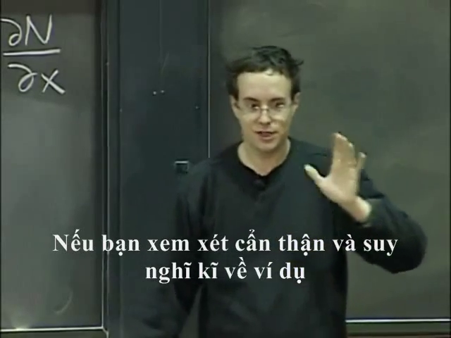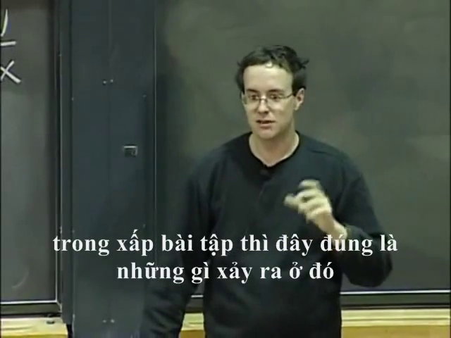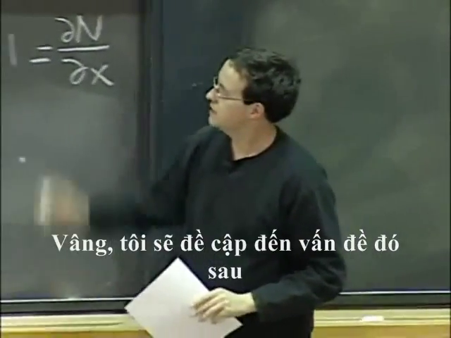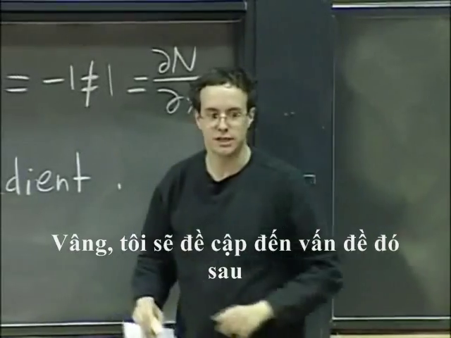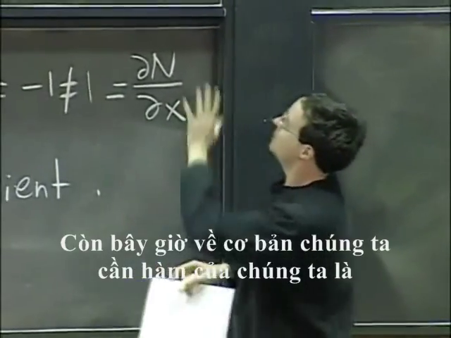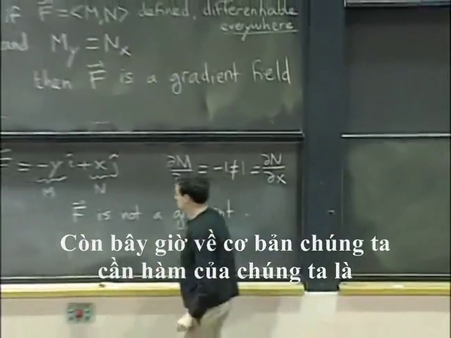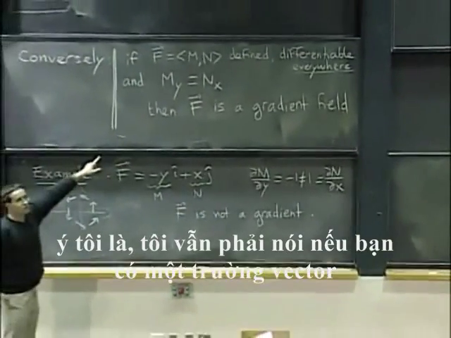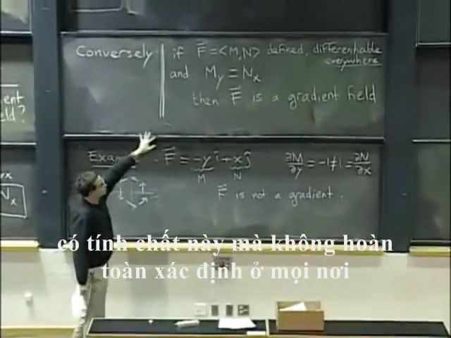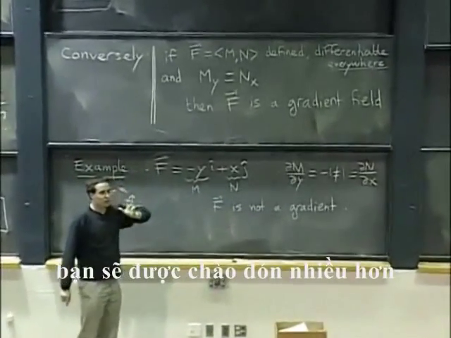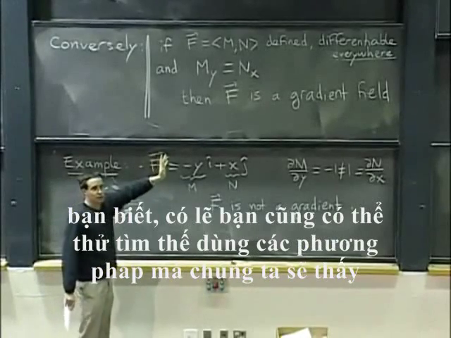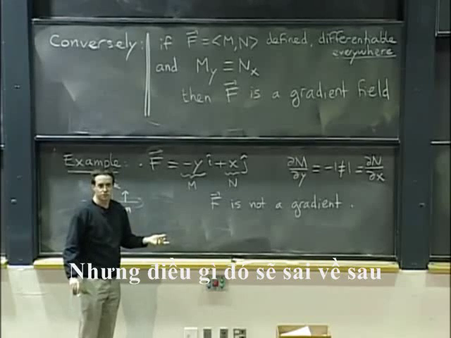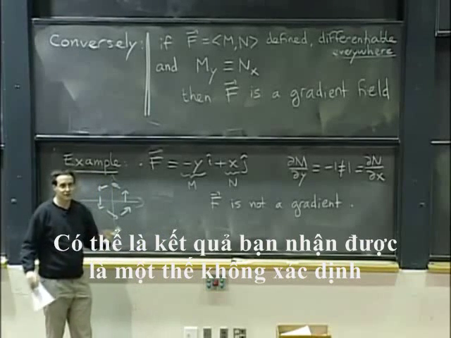If you look carefully and think hard about the example on the problem set, that's exactly what happens there. Anyway, again, I will say more about that later. But for now, we basically need our function to be defined everywhere. I should still say, if you have this property for a vector field that's not quite defined everywhere, you're more than welcome to still try to look for a potential using the methods that we'll see, but something might go wrong later. You might end up with a potential that's not well defined.